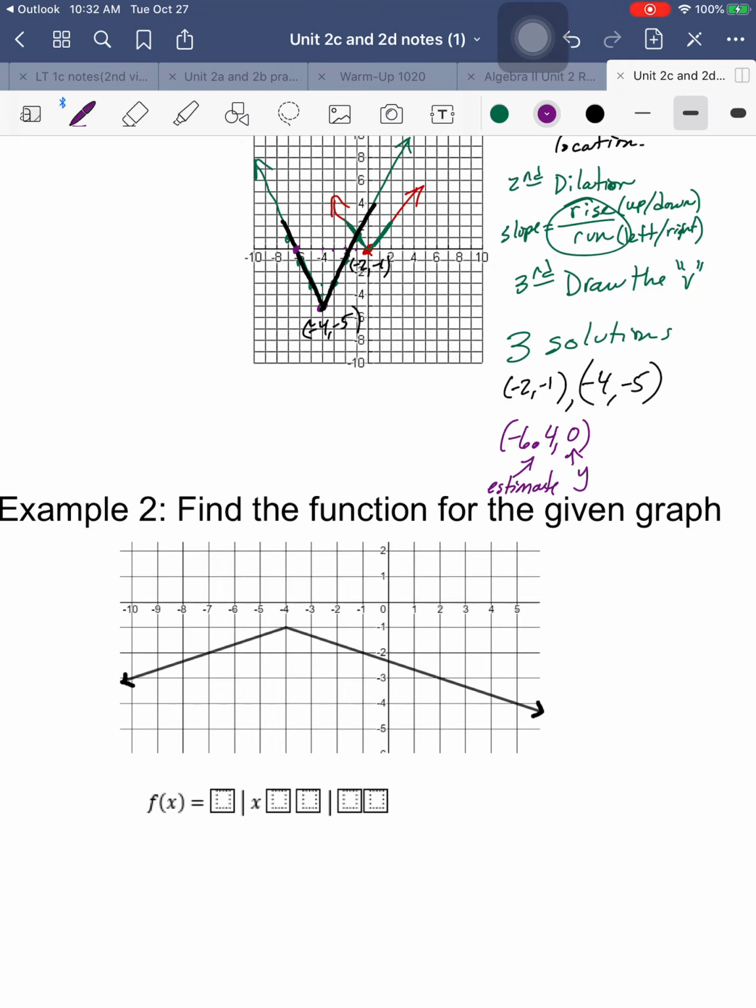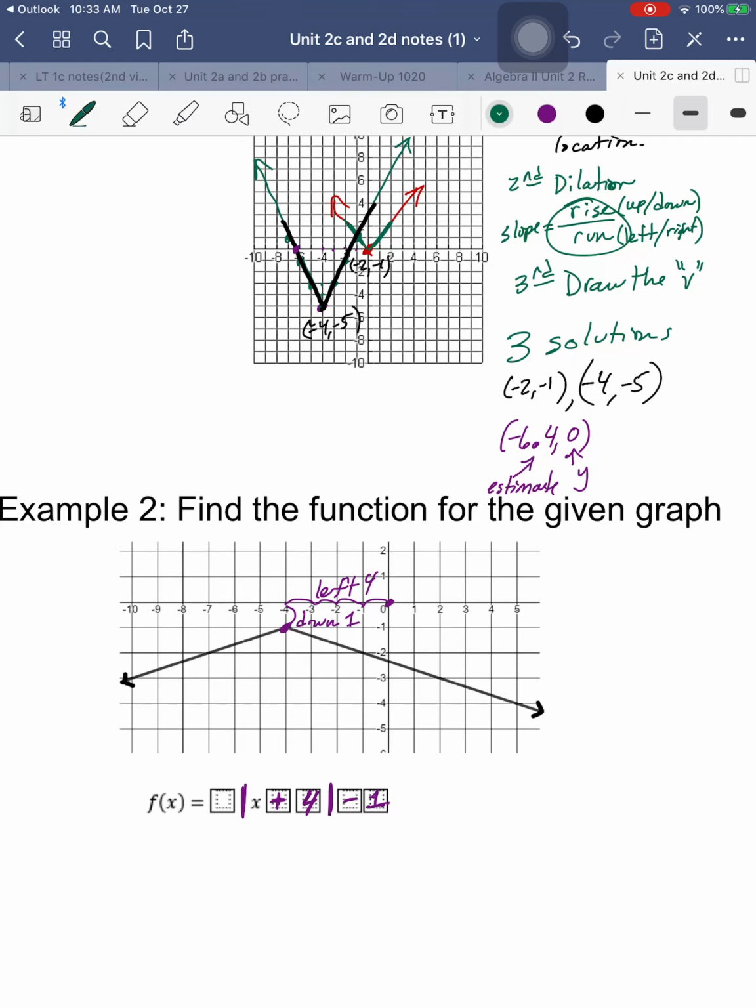Example 2, find the function for the given graph. The first thing we're going to do, and the reason why I'm doing it again is now we're going backwards. We're going opposite. So we find the vertex, -4, -1. That's left from 0, 0. It's left 1, 2, 3, 4. So left 4. What does that mean when it comes to the equation? It means plus 4, so x plus 4. Then we go down 1. What does that mean in the equation? It means on the outside of the absolute value, you're going to put a minus 1.